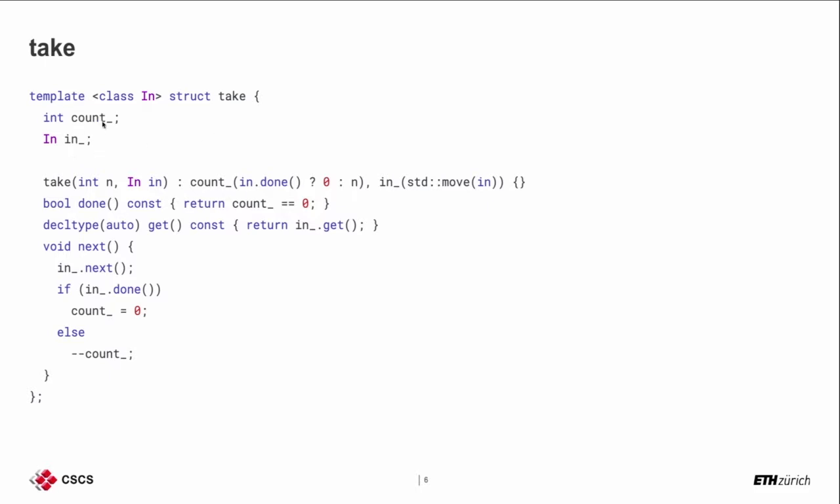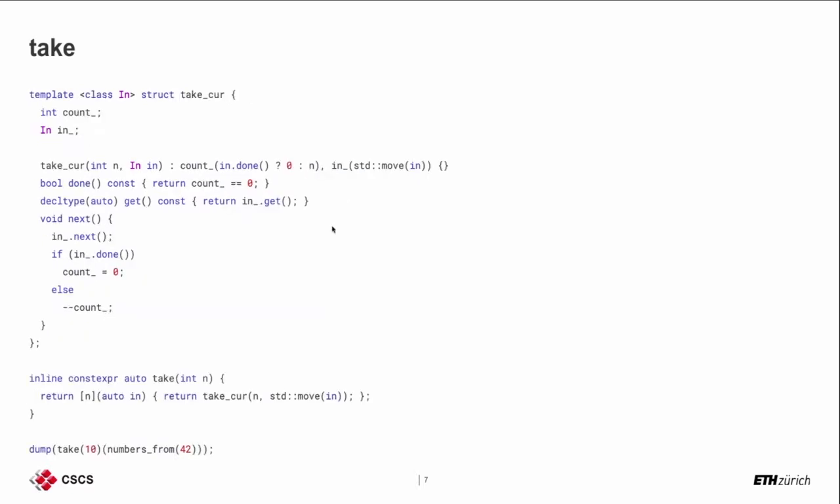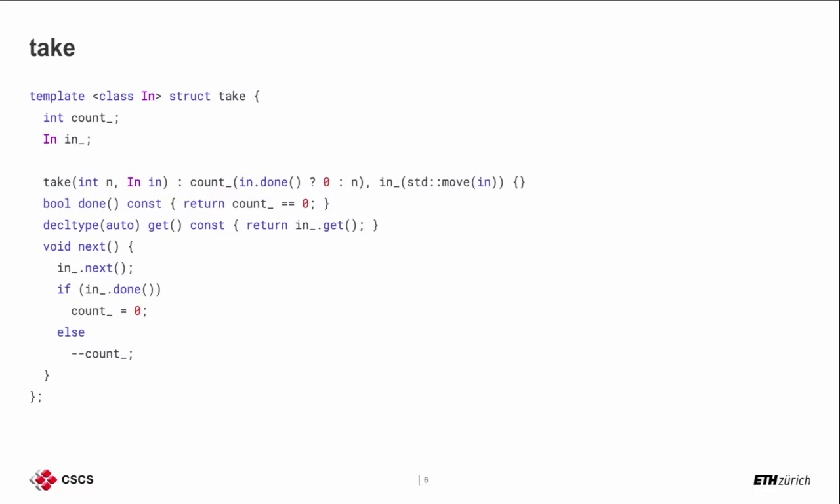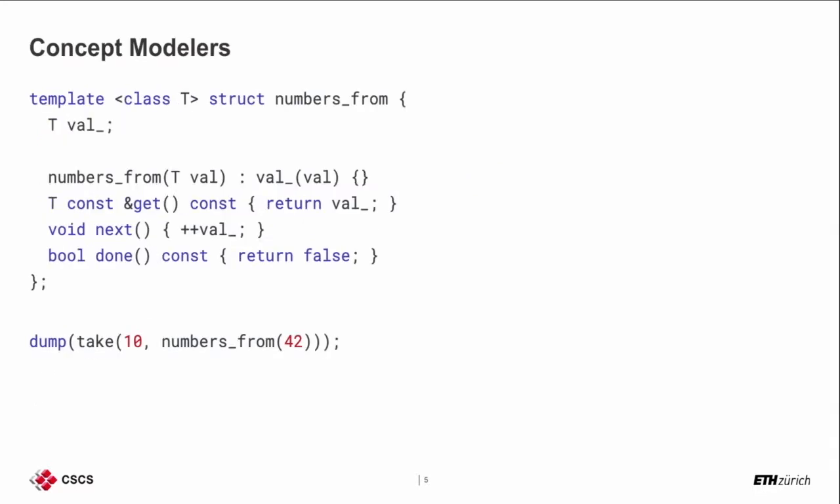So we will have count, which is basically a countdown, and for the done implementation we just use this countdown. Next we'll decrement this count and also call the underlying input cursor. And get will just delegate. Yes. And now it works. So like that.